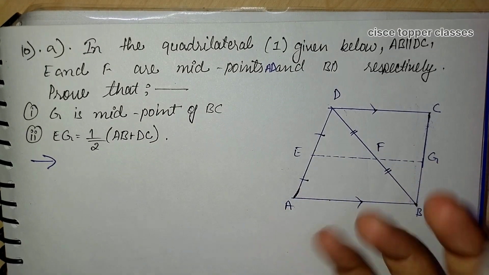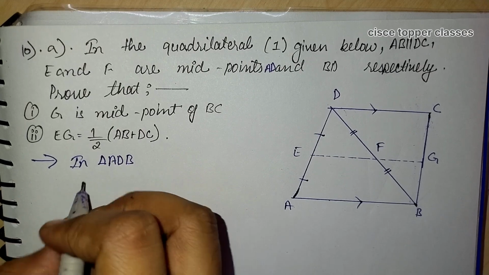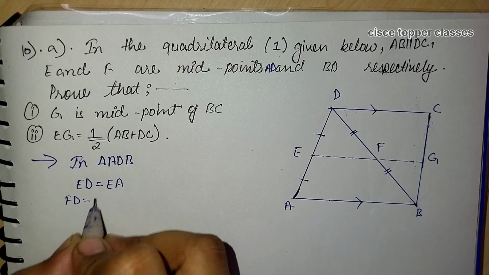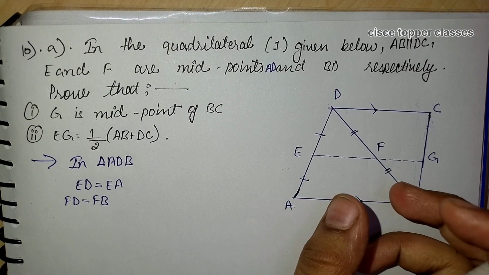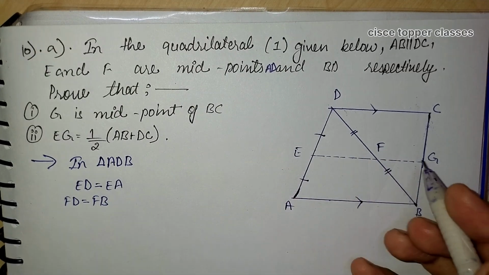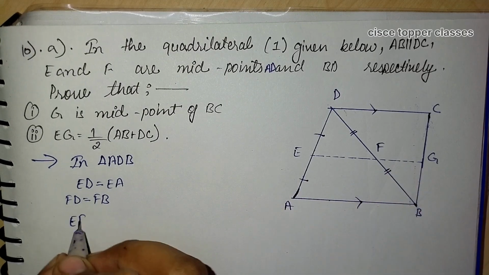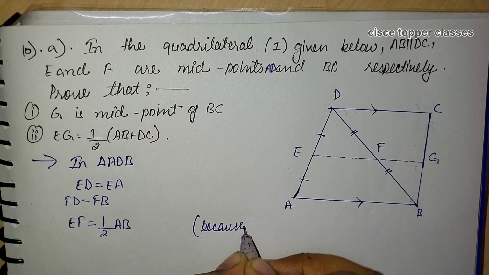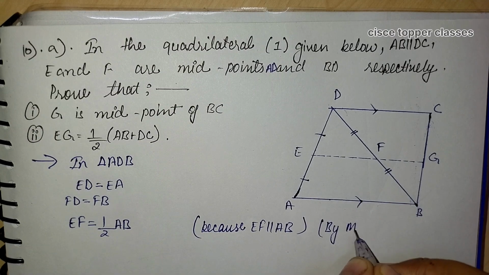To prove that, firstly we will take the triangle ADB, in which ED is equal to EA and FD is equal to FB, as given in this question. Now as given that AB is parallel to DC, because E and F are the midpoints of these lines, we can simply say by midpoint theorem that EF is equal to half of AB, because EF is parallel to AB in this question. So by midpoint theorem we can write this.